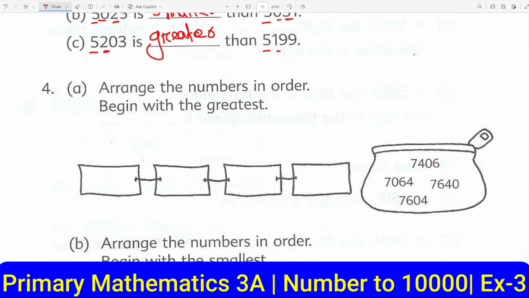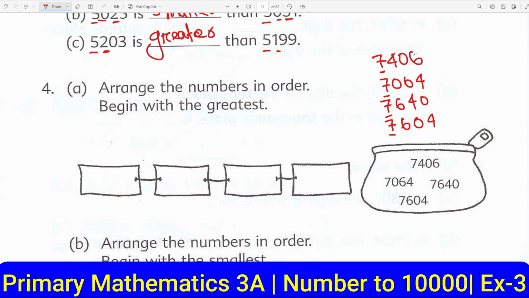Now look. Here, arrange the numbers in order, beginning with the greatest. So first we have to write the greatest one. We can serially write the numbers: 7406, then 7064, then 7640, and then 7604. So all the thousands digits are 7. So no need to check this one.